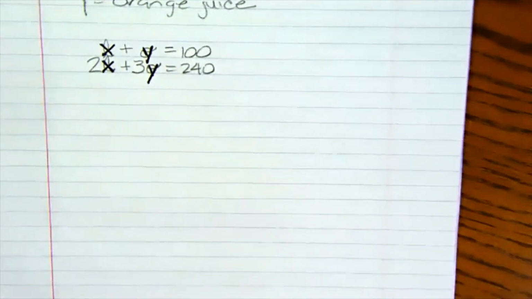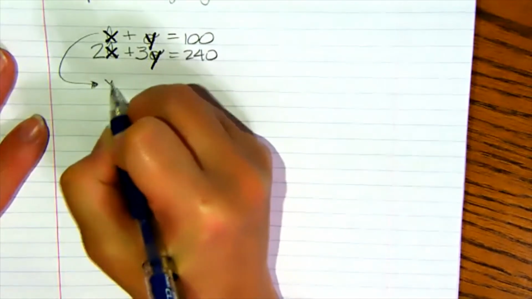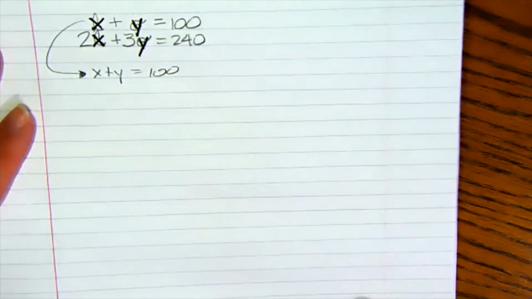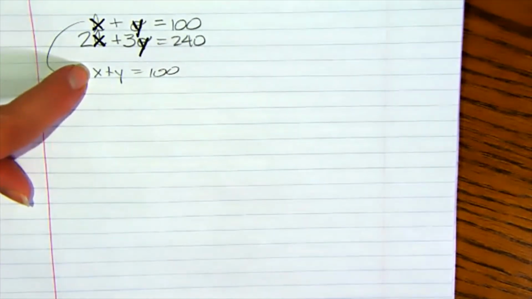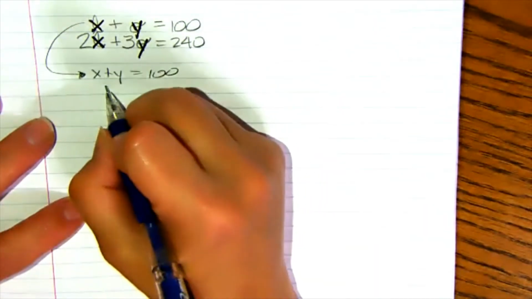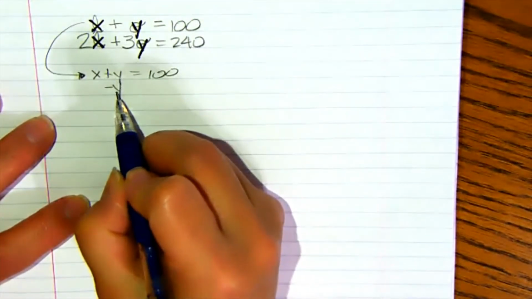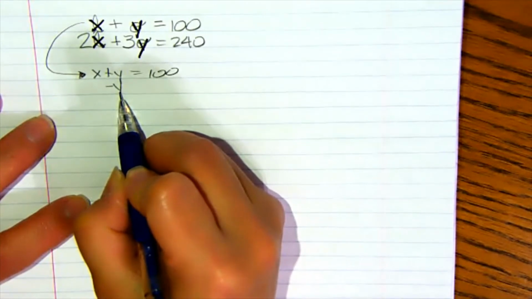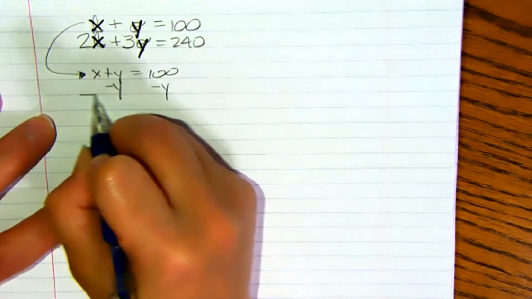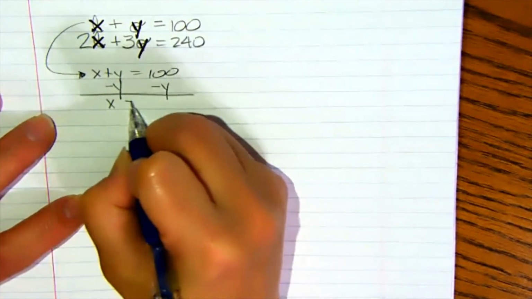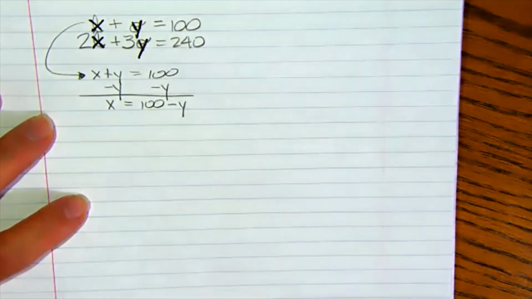Now, this is a system of equations that we're going to use substitution to solve. But I don't have an isolated variable. So I'm going to take a look at this first equation because it looks like the easiest to work with, and I'm going to isolate a variable. So I want x to be by itself, so I want to get rid of this y. I'm going to use inverse operations to get rid of this y. What I do on one side, I must do to the other. So I now have x equals 100 minus y.